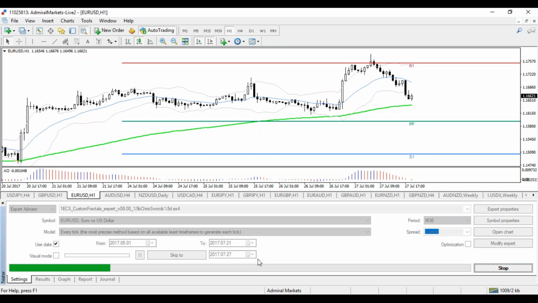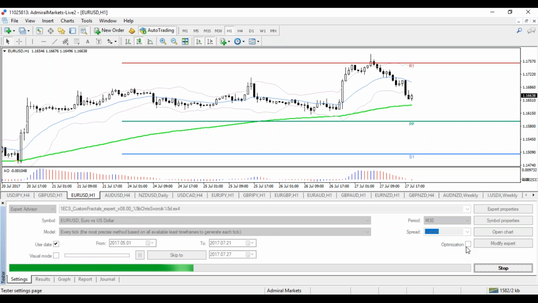So, as soon as you click start, don't forget that for the expert advisor, you have to click on this particular button, strategy tester, and then you have to click on the particular version that I sent you, which is this one, custom fractals expert version 8. And then you can choose the other things.